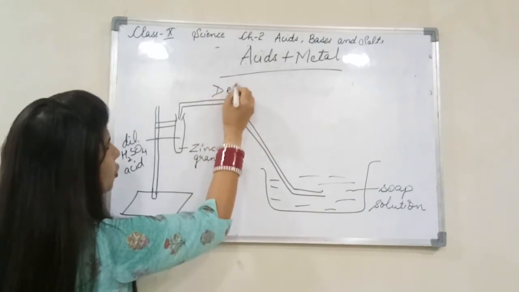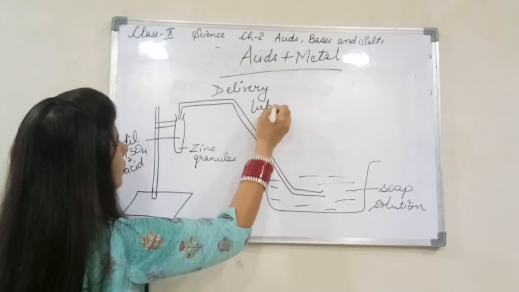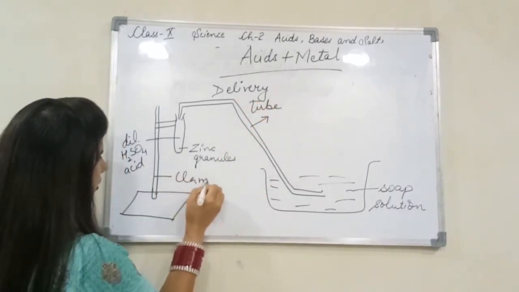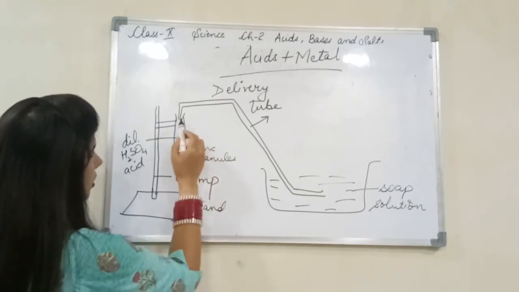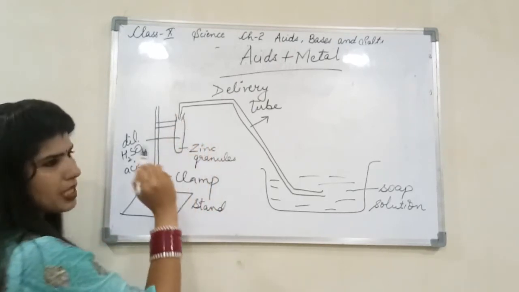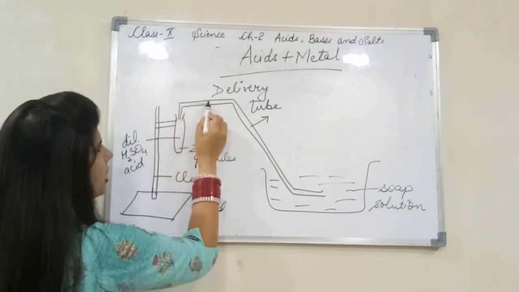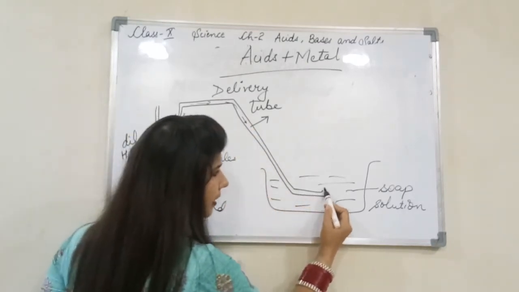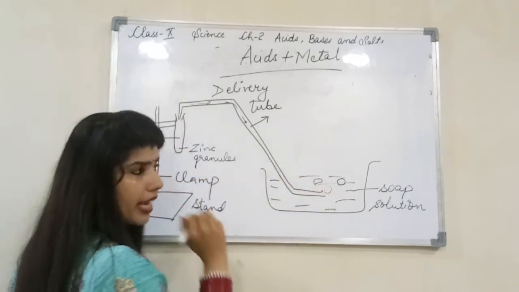Okay, this is a delivery tube. This is delivery tube, clamp stand. So this gas is formed. ठीक है, यहाँ पे ना गैस बन जाती है, that's why those bubbles are there. So जैसे ही फिर यहाँ पे the gas will start moving from here. The gas moves over here. जैसे गैस यहाँ पे आती है, soapy solution में bubbles बनने लग जाते हैं. Those bubbles are also because of the gas.